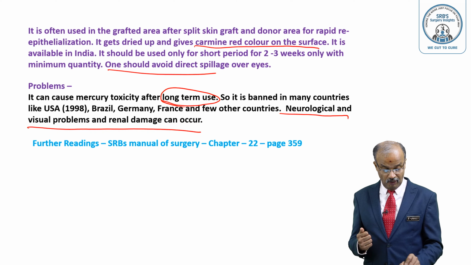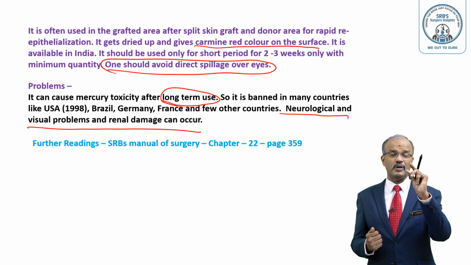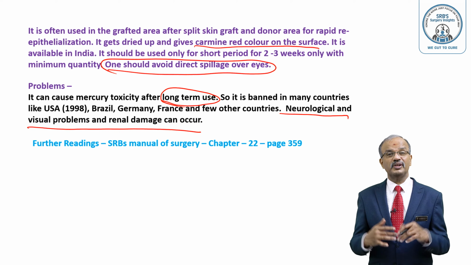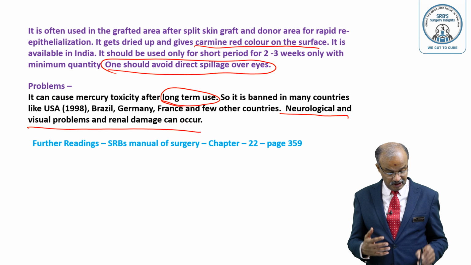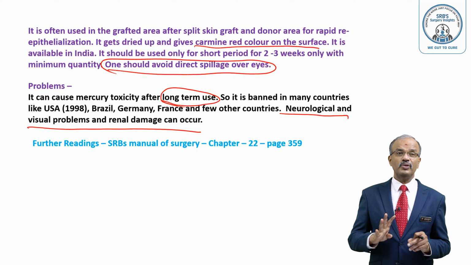Again, avoid spillage. It is a very deep red color, like blood, and spillage into the eye may cause visual damage. Another thing is, if you spill it on clothes, it stains, and the stain will not be removed at all. So you have to be careful while using mercurochrome solution. Still we use it, but many countries have banned it. For short-term usage, it is still allowed and practiced.